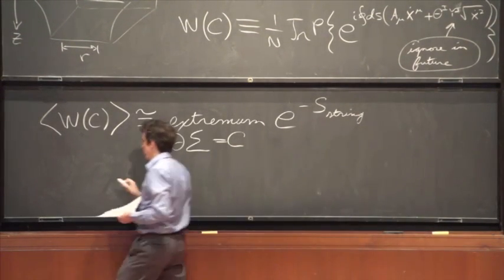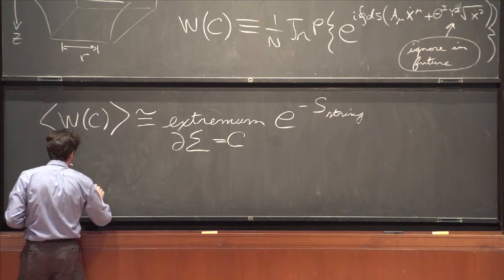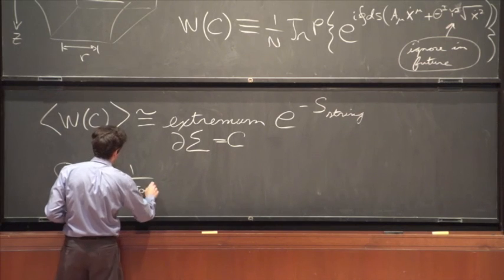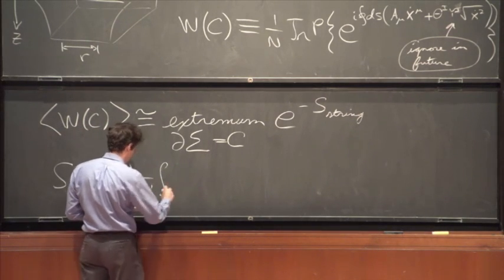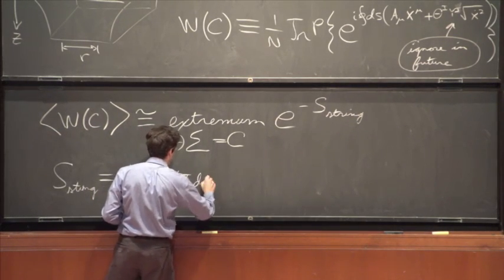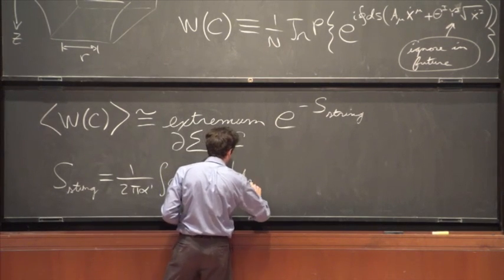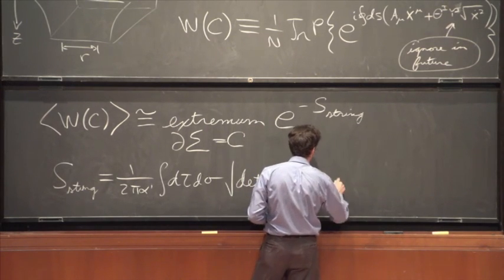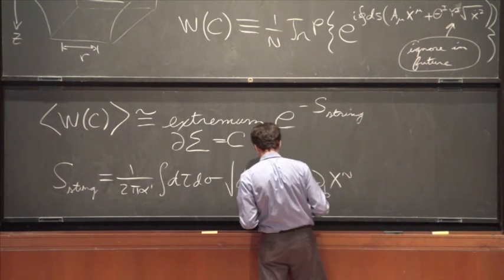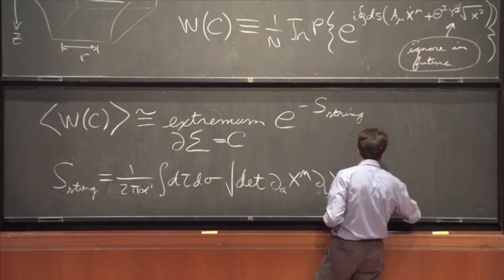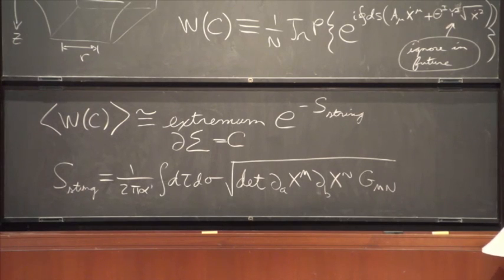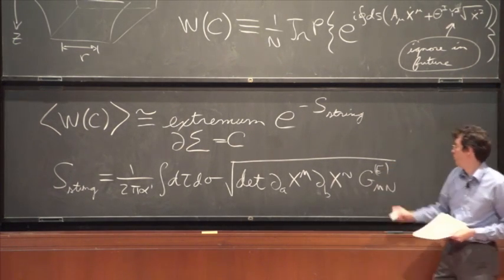And our string action is nothing more than the area of the world sheet in AdS5. So this metric, capital G_MN, is that metric I wrote, the Euclidean metric, for AdS5.